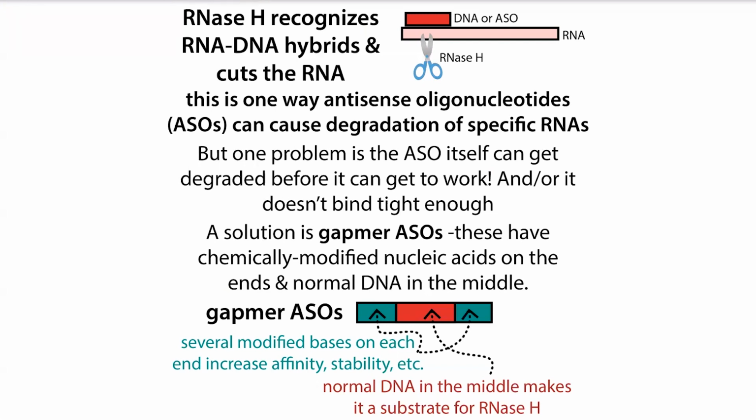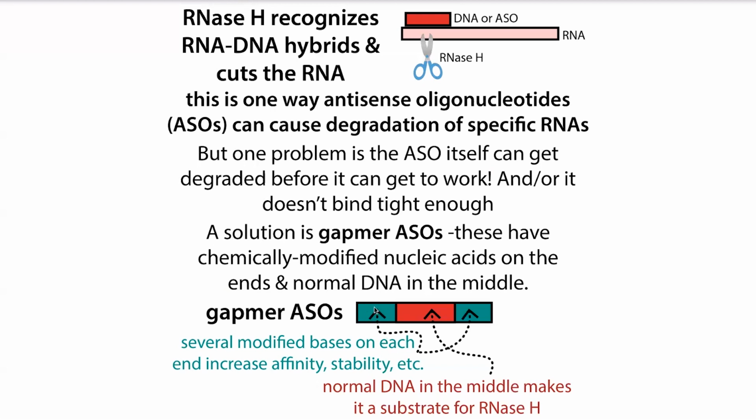But one problem you might find if you are trying to use this RNase H strategy is that your ASO itself might actually get degraded before it can get to work, or it might not bind tightly enough. And so a solution to both of these is what's called a Gapmer ASO. Basically, these have chemically modified nucleic acids on the ends, so like 5 or so nucleotides on each end, that are chemically modified to increase their affinity, how strongly they bind to that RNA, to increase their stability, things like this.